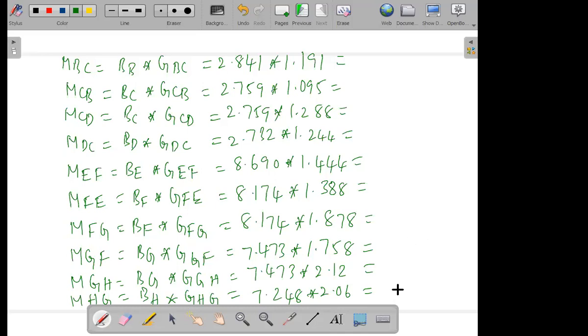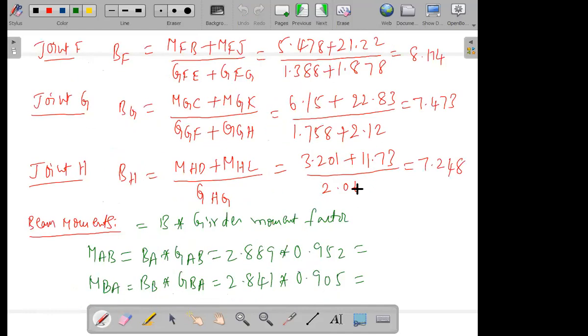Okay. So these are the values we need to calculate. So what is this value? Please calculate and tell me.